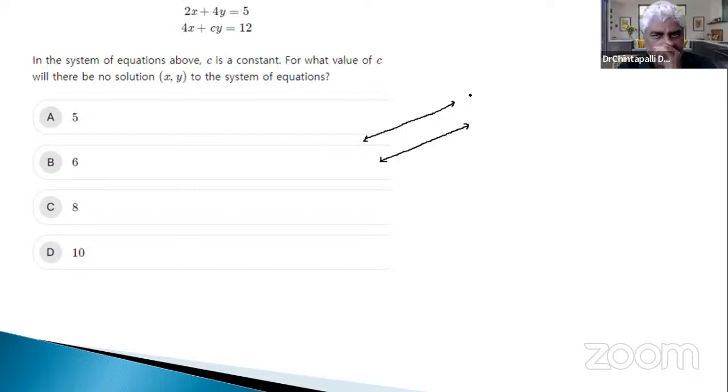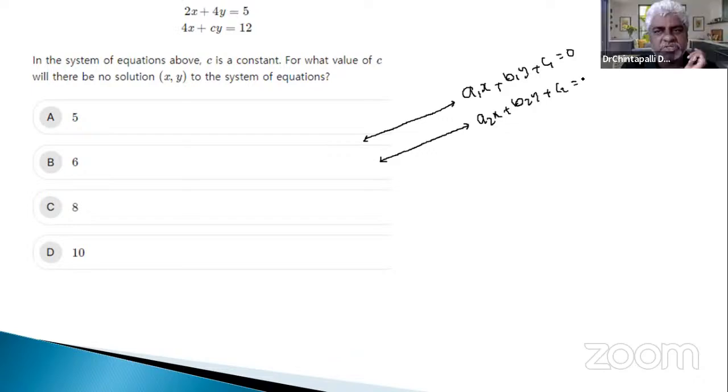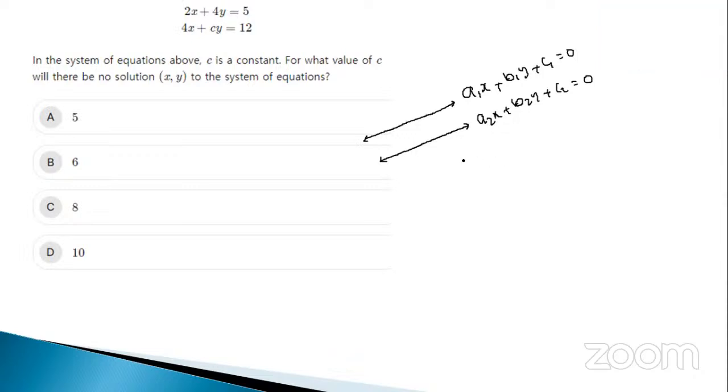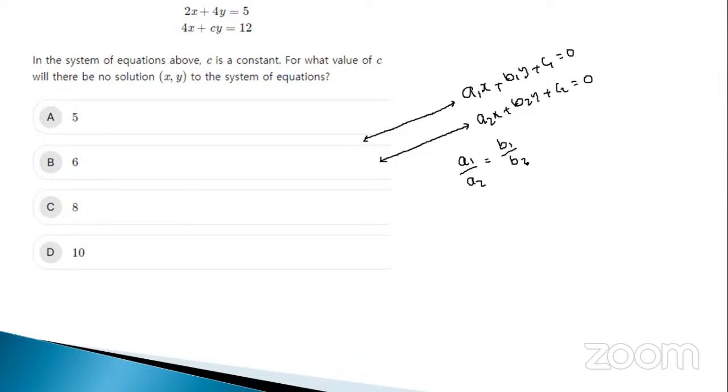That means if a1x plus b1y plus c1 is equal to 0, and a2x plus b2y plus c2 is equal to 0, have no solution, that means a1 by a2 is equal to b1 by b2. So is the answer C?